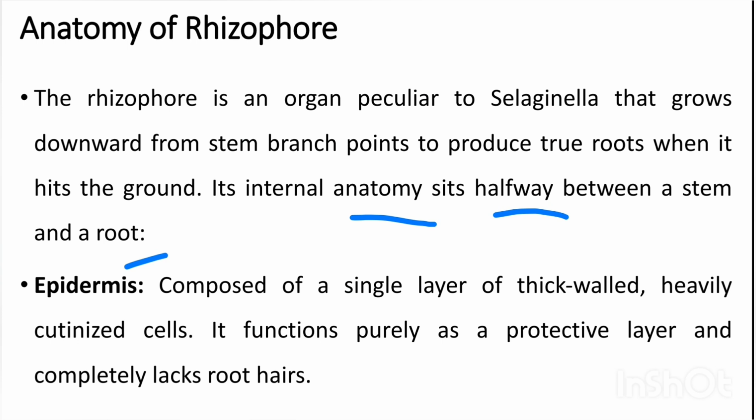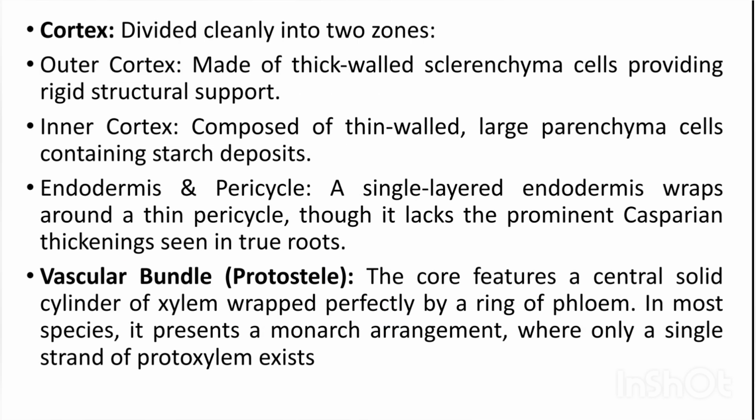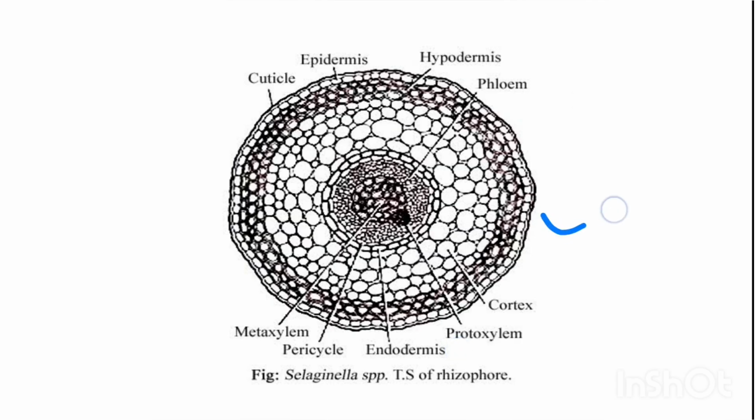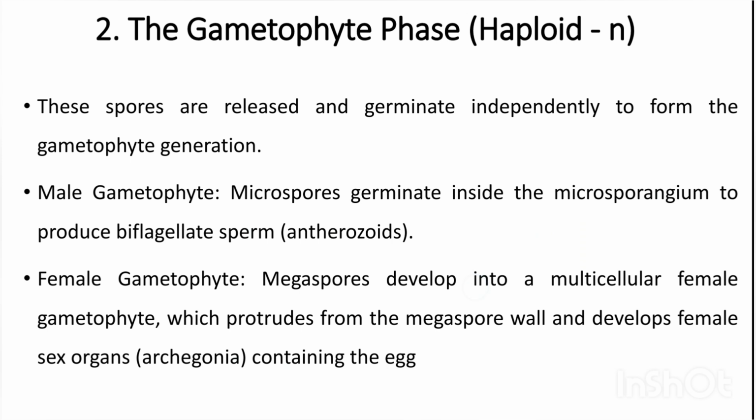The outer layer of this rhizophore is epidermis. Next, inner to the epidermis, cortex is there, which can be divided into outer and inner cortex. Then inner to the cortex, endodermis and pericycle layers are there, and the vascular bundle is mainly protostele. So it is the transverse section of the rhizophore of Selaginella species.